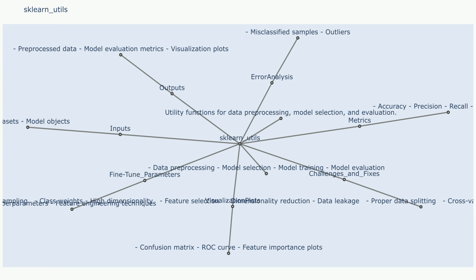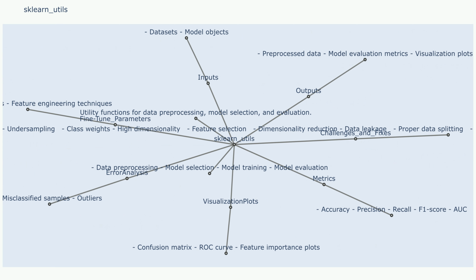Fixes to Challenge 3. Regularization. Apply techniques like L1 or L2 regularization to penalize complex models and prevent overfitting. Cross-validation. Employ cross-validation techniques to evaluate model performance on unseen data and avoid overfitting. Feature selection. Select relevant features using methods like feature importance ranking or dimensionality reduction techniques.